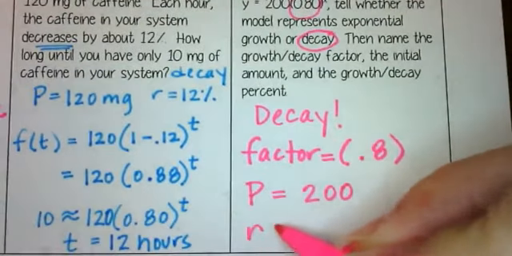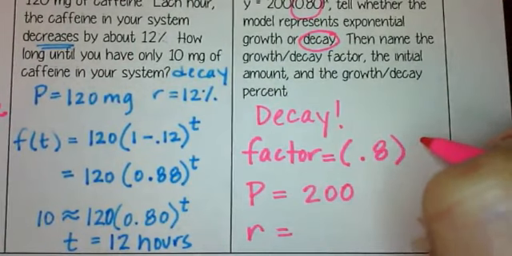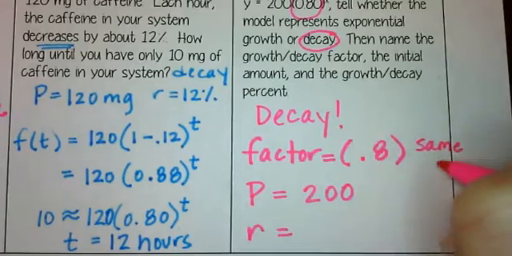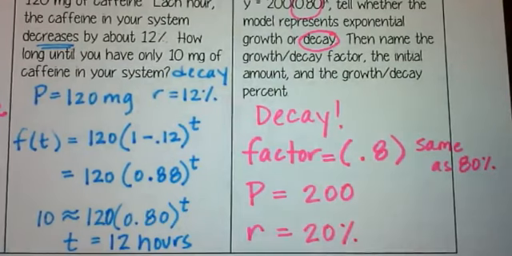So that means that the rate of decay, since this is 0.8, which is the same as 80%, then that must mean that our decay rate is 20%. All right, because remember that we're always comparing this number to 1. So if you think of money, you have 80 cents, that means you lost 20 cents. So your rate of decay would be 20%, or 20 cents.